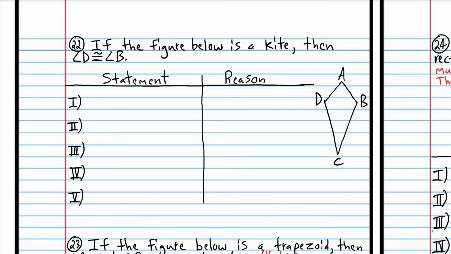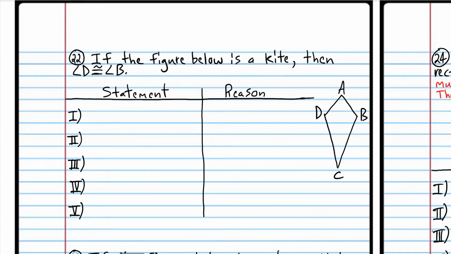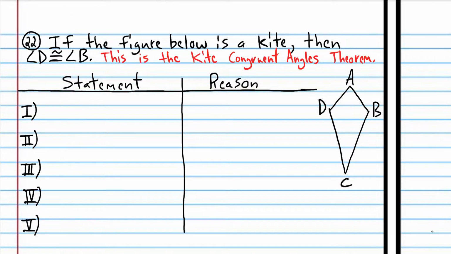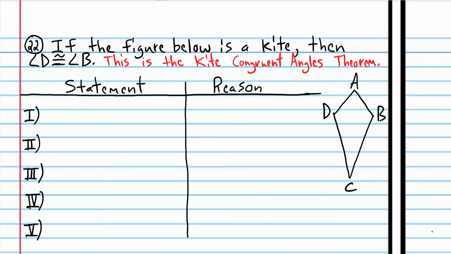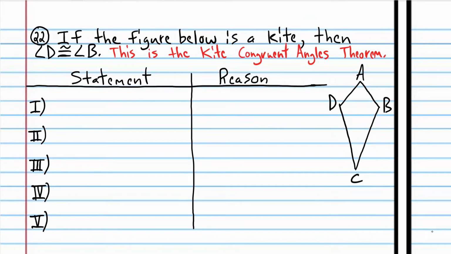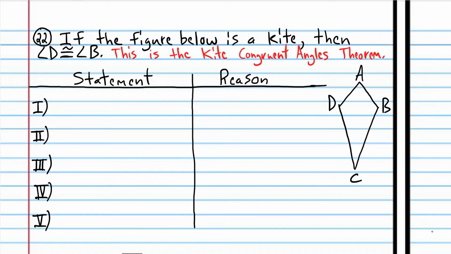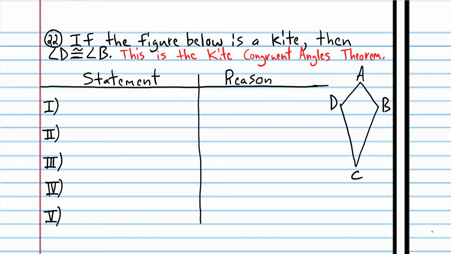All right, we're back. If the figure below is a kite, then angle D is congruent to angle B. So I want to mention that this is the kite congruent angles theorem. You can't use the kite congruent angles theorem because that would be too easy. You just write one step. Or actually you'd write 2 steps. So we're not going to use that theorem. We're just going to prove the theorem.